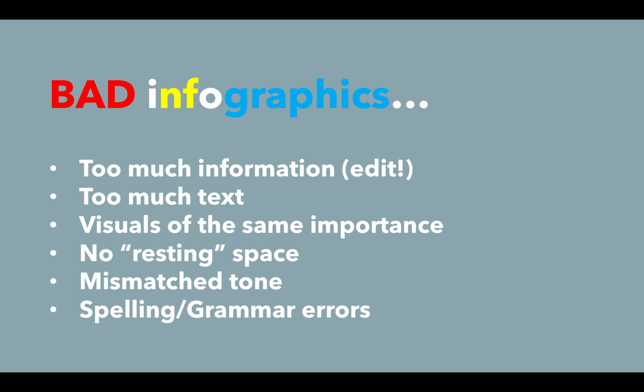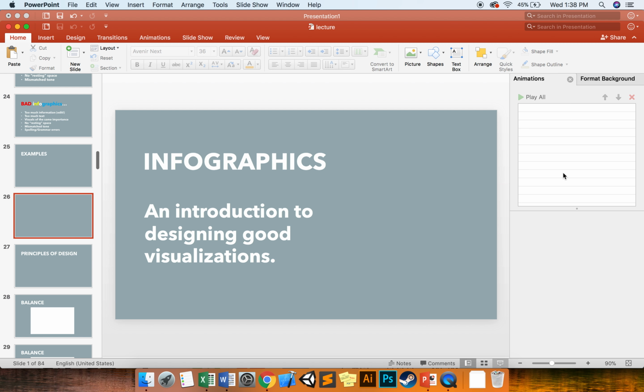And then the last thing on this is spelling and grammar errors. Nothing will make someone run faster from an infographic than seeing a spelling error or a grammatical error. So please proofread your work. You would be appalled at how many people do not do that. So let's go through some examples.